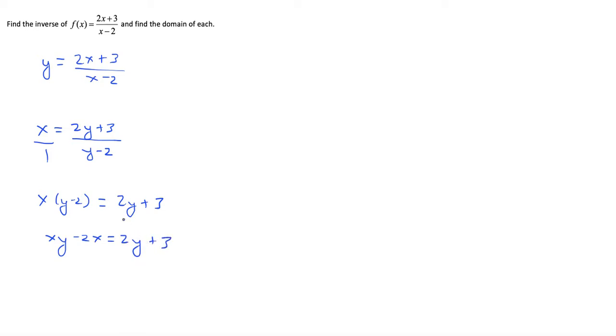Now here's the key step. There's a y on each side. So the idea is let's get all the y's on one side and anything without a y on the other side. It doesn't really matter which side you do it on, but I'm going to subtract this 2y over to the left. And then I'm going to add this 2x to both sides, not just to the right. Notice what happens here. These cancel and these cancel, so what do we end up with? On the left side, we get xy minus 2y, and on the right side, we get 3 plus 2x.